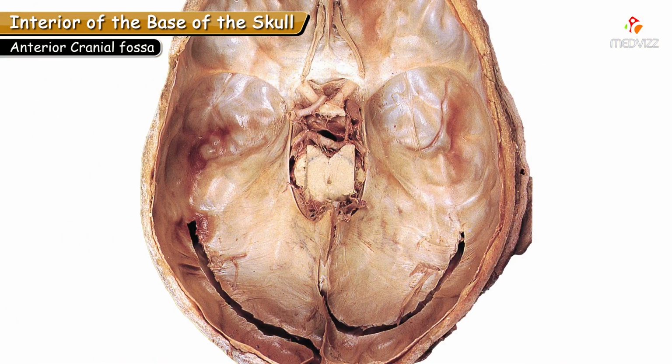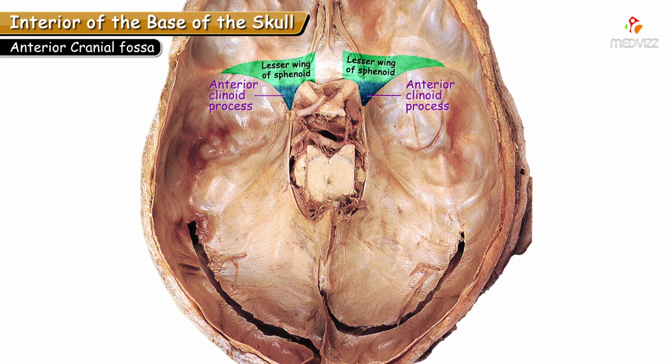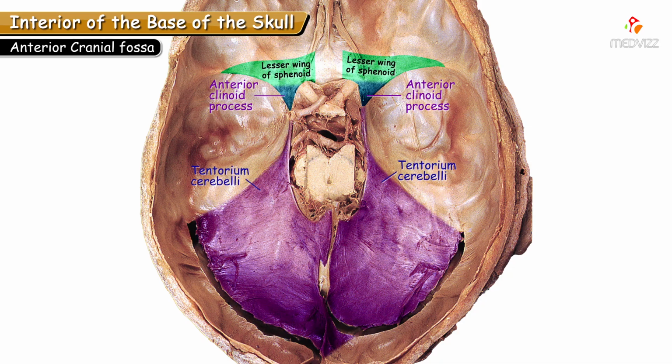Now if we trace this lesser wing of sphenoid, medially it ends as a small tooth-like projection, which is called the anterior clinoid process. The anterior clinoid process receives attachment of the free margin of the tentorium cerebelli. The tentorium cerebelli is a fold of dura mater which separates the cerebellum from the rest of the brain. So the anterior free margin of this tentorium cerebelli attaches to the anterior clinoid process.